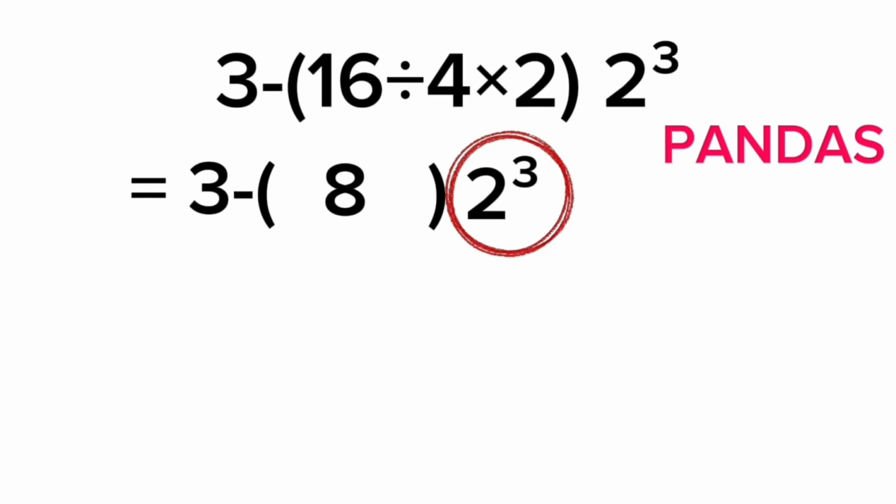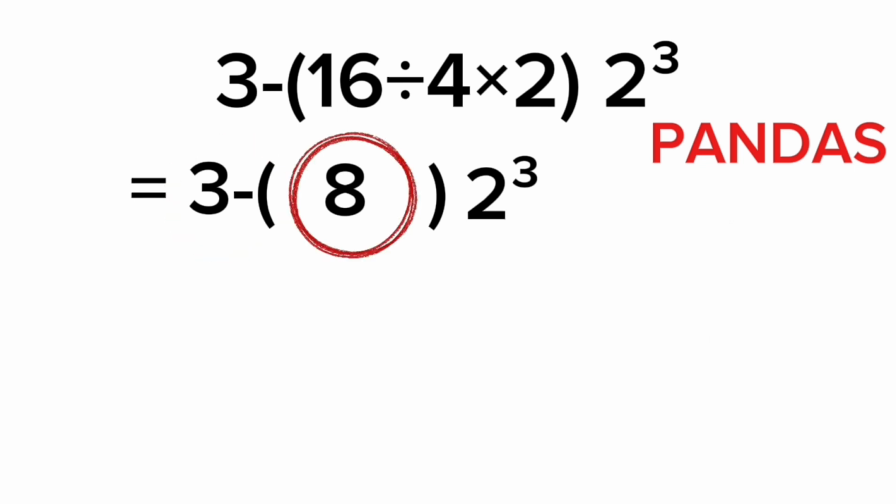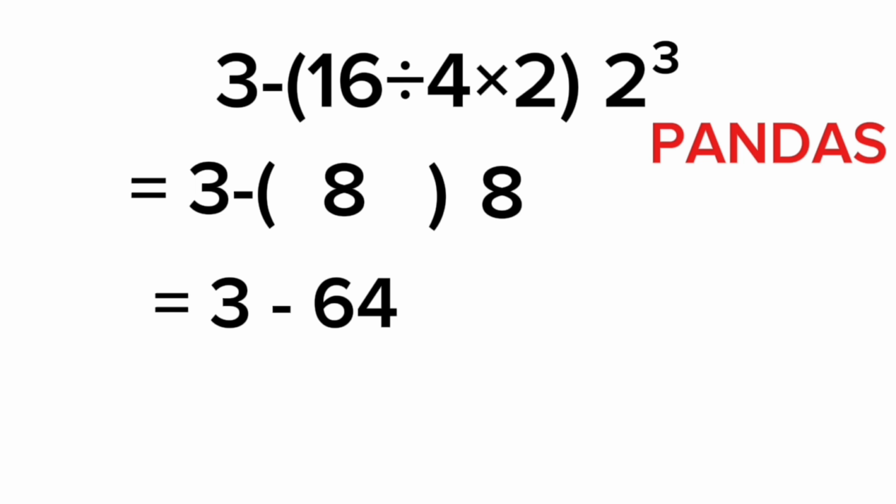Then we go for the exponent, because in the PEMDAS rule, after parentheses, exponent has a higher priority than the other operations. So instead of this expression, we can write 3 minus 8 multiplied by 8. In the final step, we go for the multiplication between 8 and 8, because multiplication has a higher priority than subtraction. So instead of this expression, we can write 3 minus 64, which finally gives us the answer minus 61.